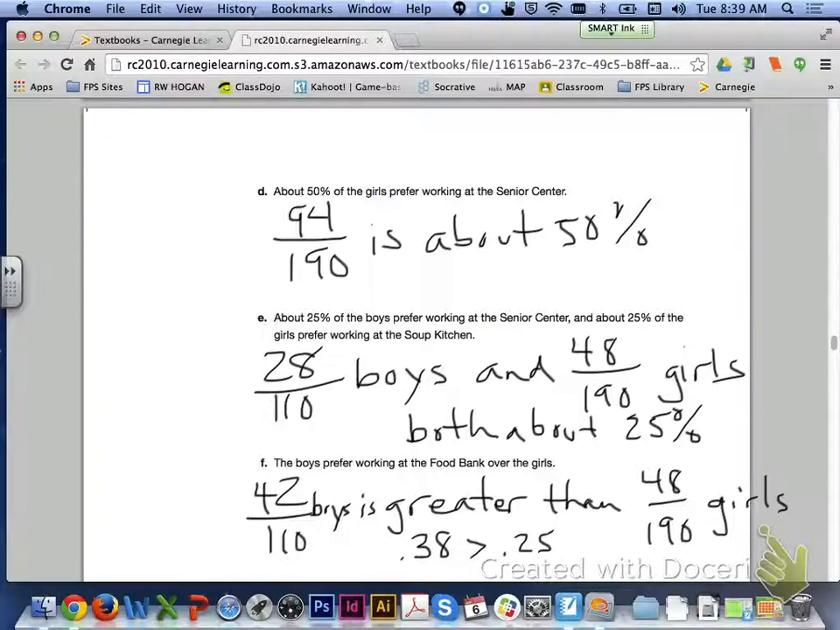If I look at letter F, it says the boys prefer working at the food bank over the girls. I have 42 out of 110 boys, and I have 48 out of 190 girls. 42 out of 110 is greater than 48 out of 190. And I also put them into decimal form as well. 38 hundredths is equal to 42 over 110. 25 hundredths is equal to 48 over 190.